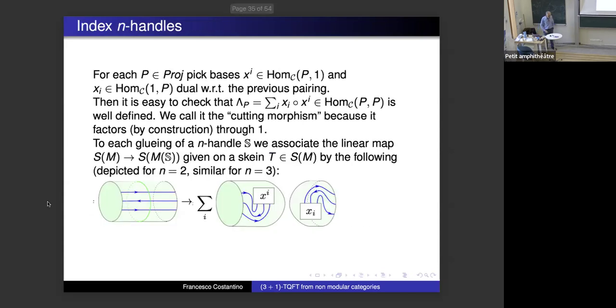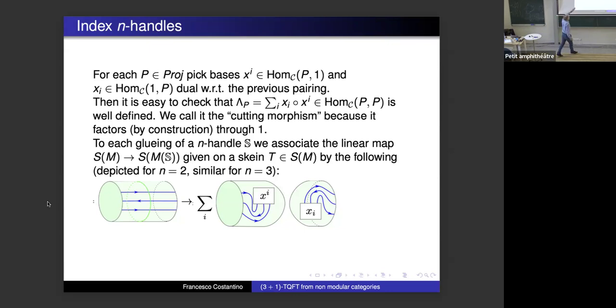Okay, so now we go to one handle lower. I want to glue an index n handle. So think about n equals 2, and that is the picture. You have your surface, and this is what it's going to look like to glue a handle of index, in this case, 2. So basically, I'm contracting a disk, and I'm getting two spheres. That's the operation in topological terms. So to this operation, I want to associate a linear map from the skein module before the operation to the skein module after the operation.